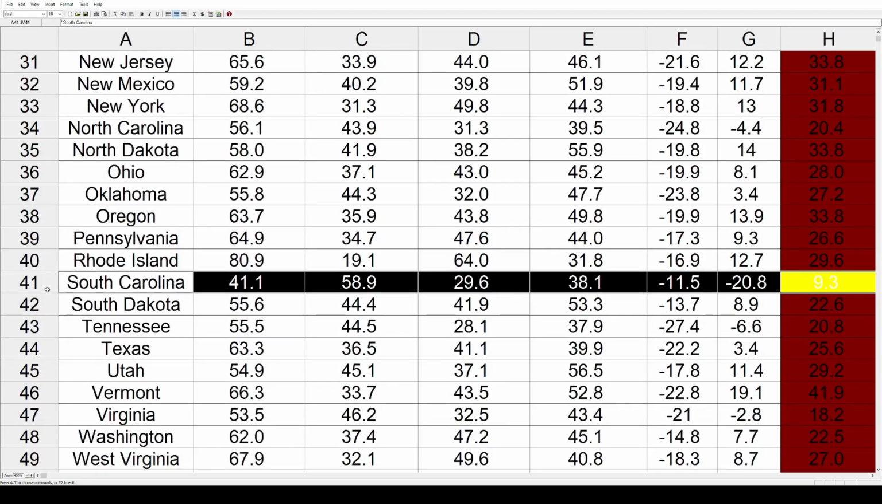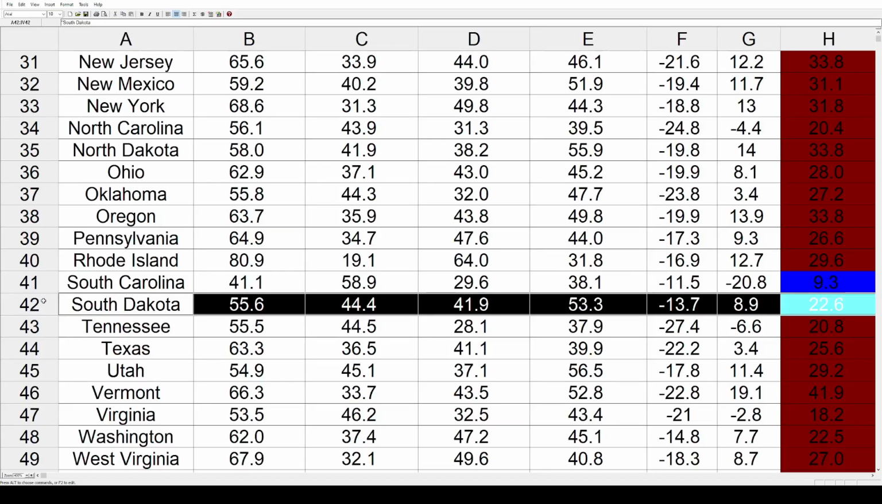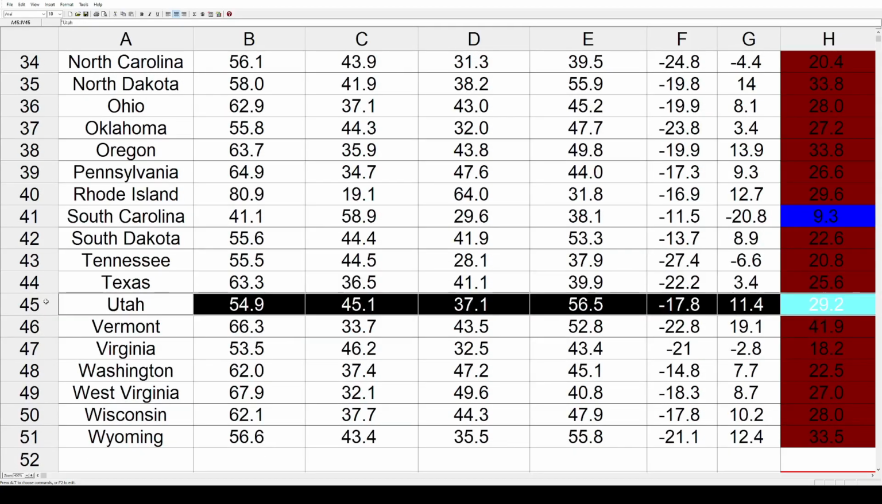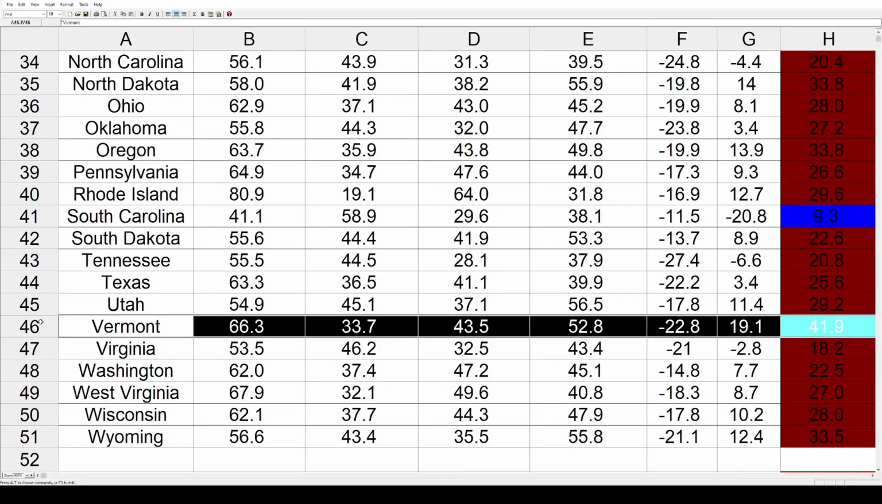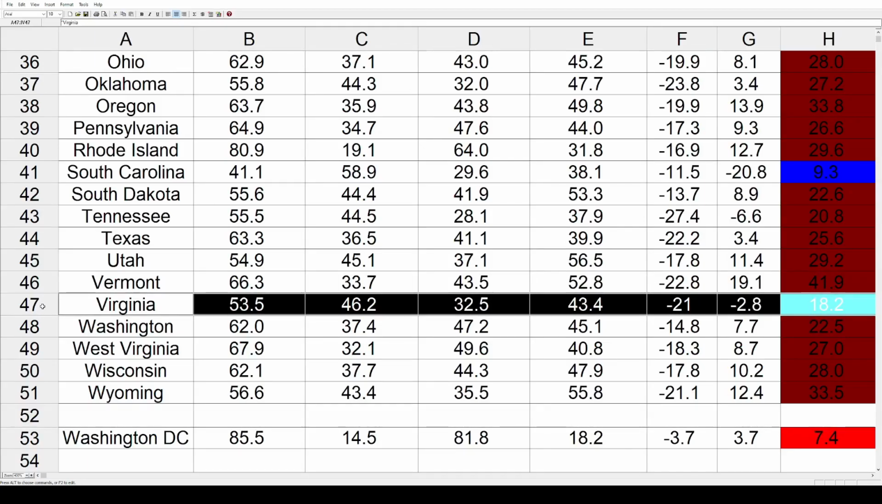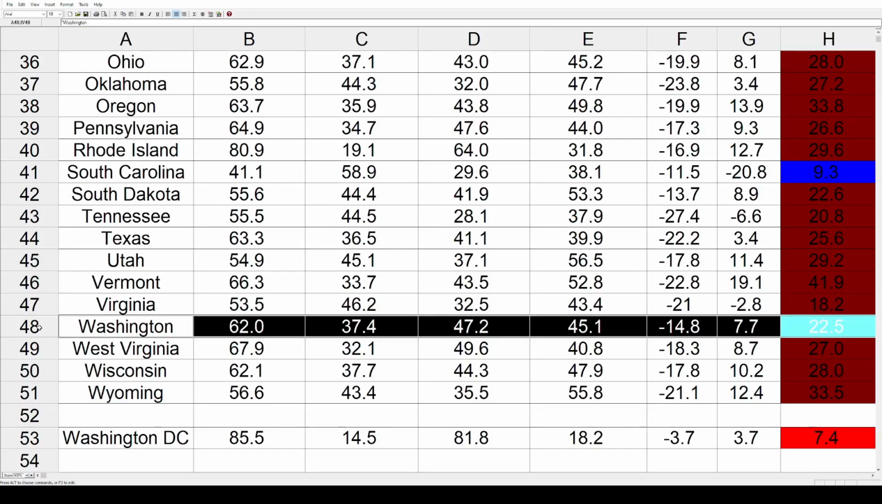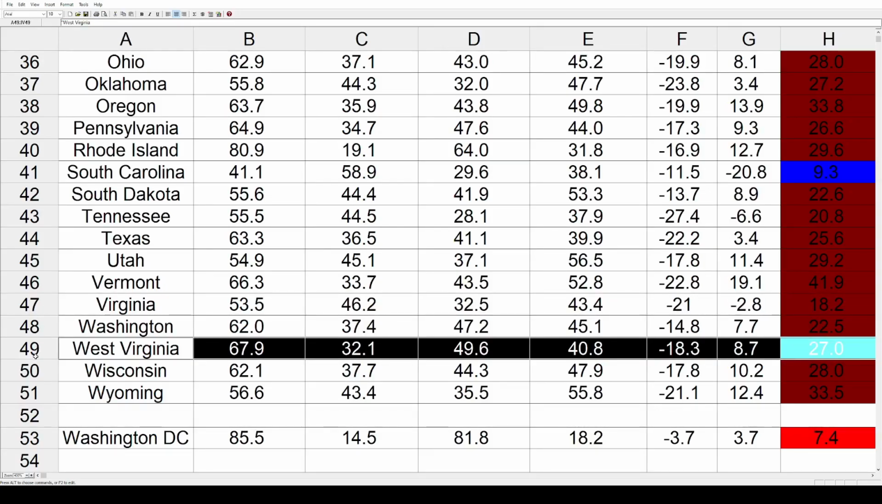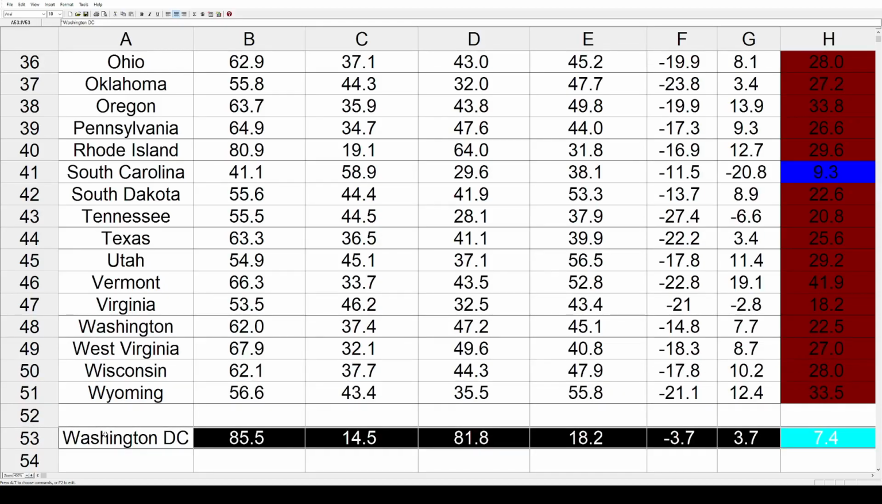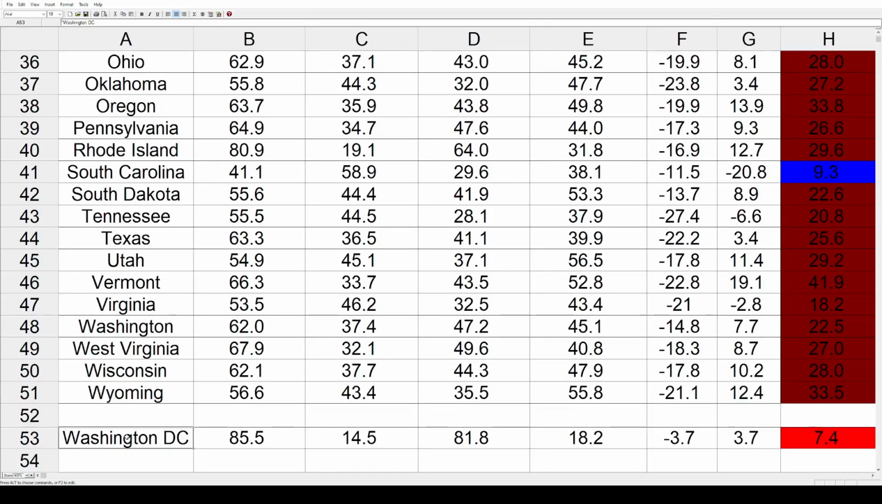South Carolina broke with the trend again. That went back toward the Democrats by 9.3%. And the rest of these are all shifts toward the Republicans. South Dakota lurched toward the right by 22.6%, Tennessee by 20.8%, Texas 25.6%, Utah 29.2%, Vermont had the biggest Republican shift out of all the states, going a massive 41.9% toward the GOP. Virginia got redder by 18.2%, Washington by 22.5%, West Virginia 27%, Wisconsin 28%, and Wyoming by 33.5. We also have Washington, D.C. on here. That's extremely blue, but it did get redder this time by a modest 7.4. So those are all of the states and all of the shifts.